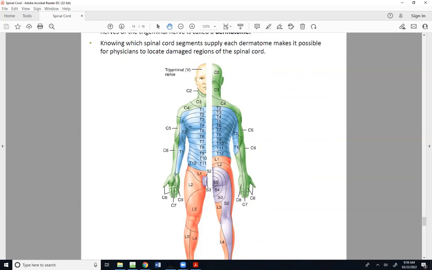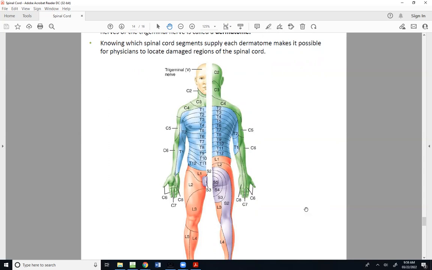Okay, and they carry the signal directly to the brain because that's what your cranial nerves connect to, your brain. Whereas every other place in the body, it's the spinal cord and a spinal nerve, like L2 that I'm showing here. Now, why is this important? Well, knowing which spinal cord segment supplies each dermatome makes it possible for doctors or physicians, as they're more specifically called, to locate damaged regions of spinal cord.